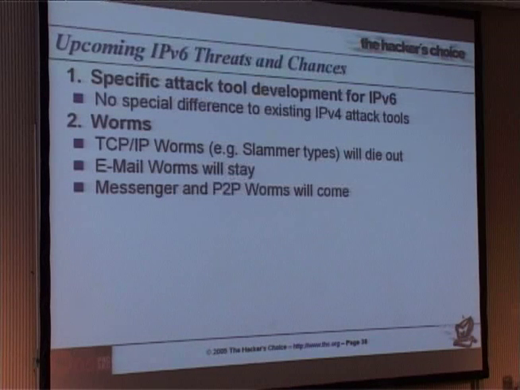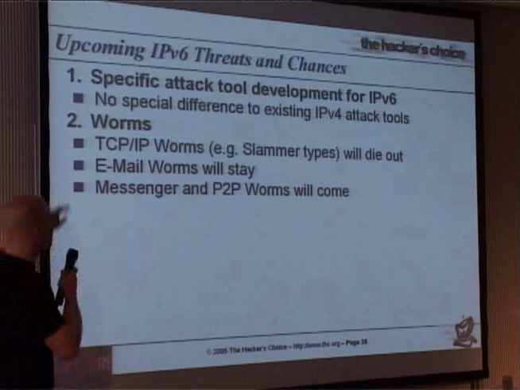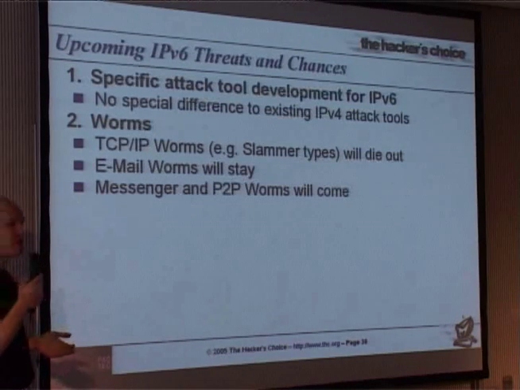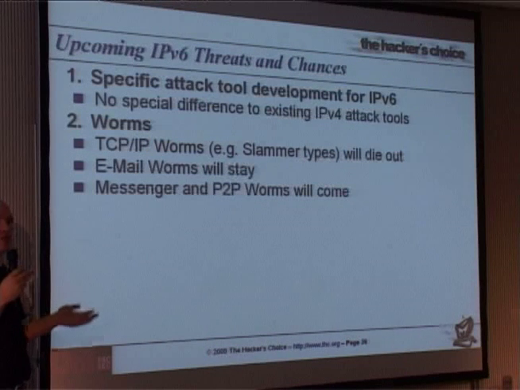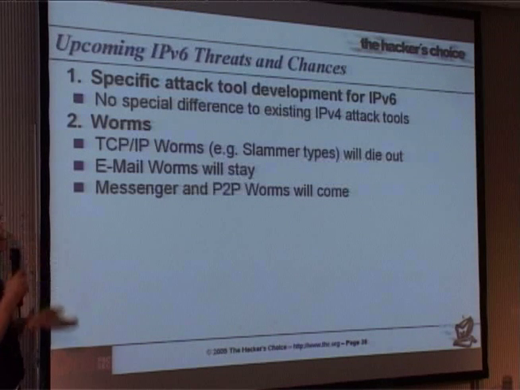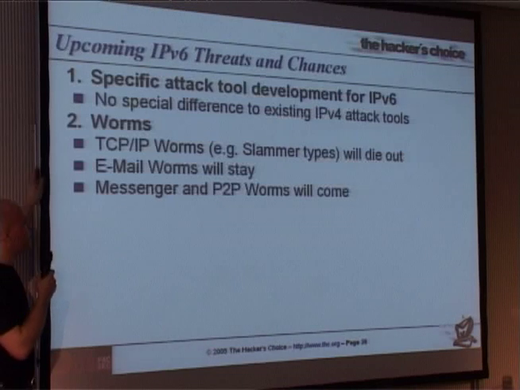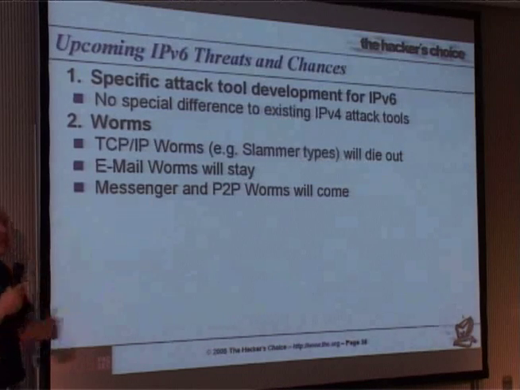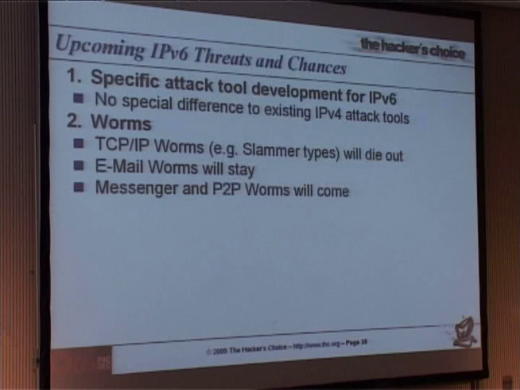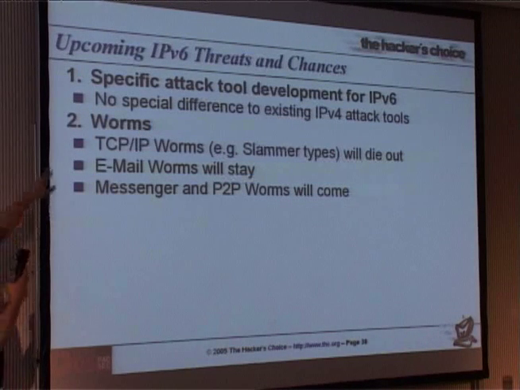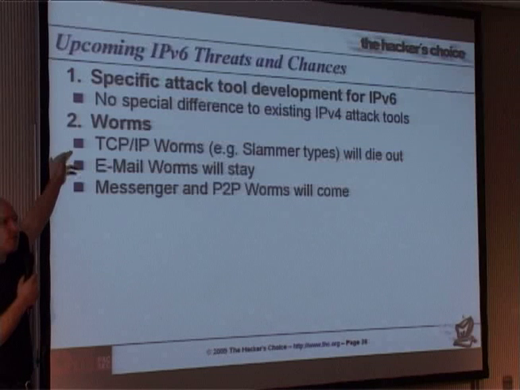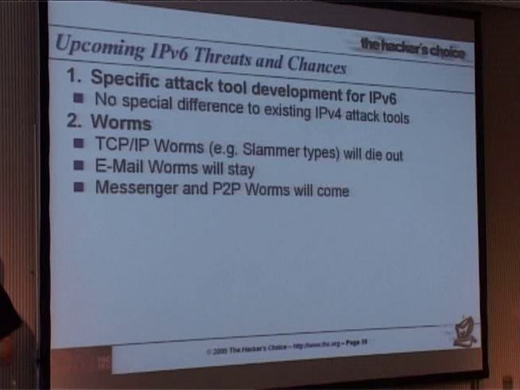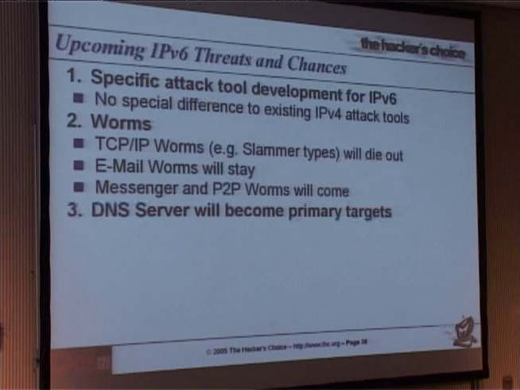Worms will be much different in IPv6. TCP/IP worms like Slammer, infecting the whole internet within 20 minutes, will not work because of the large IP address space. They can't use that simple technique, so they will do other stuff. Email worms will stay because this doesn't change. Messenger P2P worms will come because it's easier to spread. These worms will use public DNS information and local search engine stuff more. So these will change, but they will become much rarer.